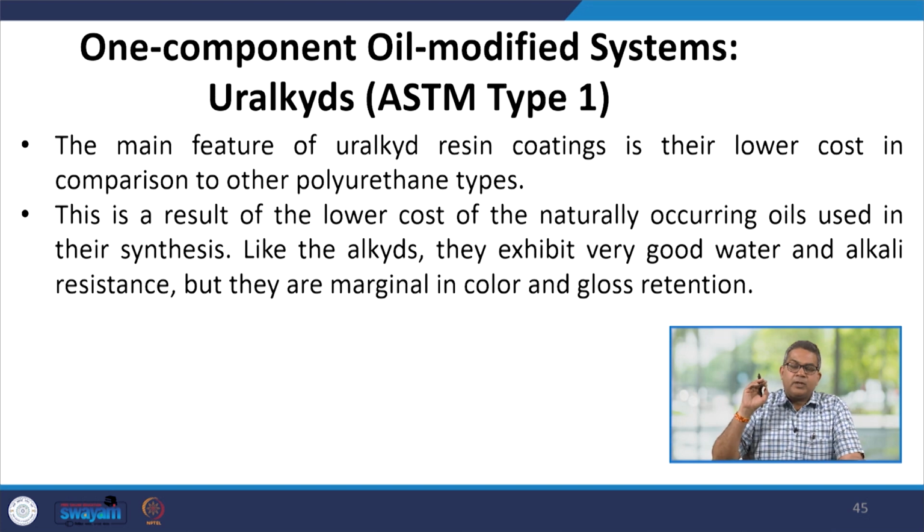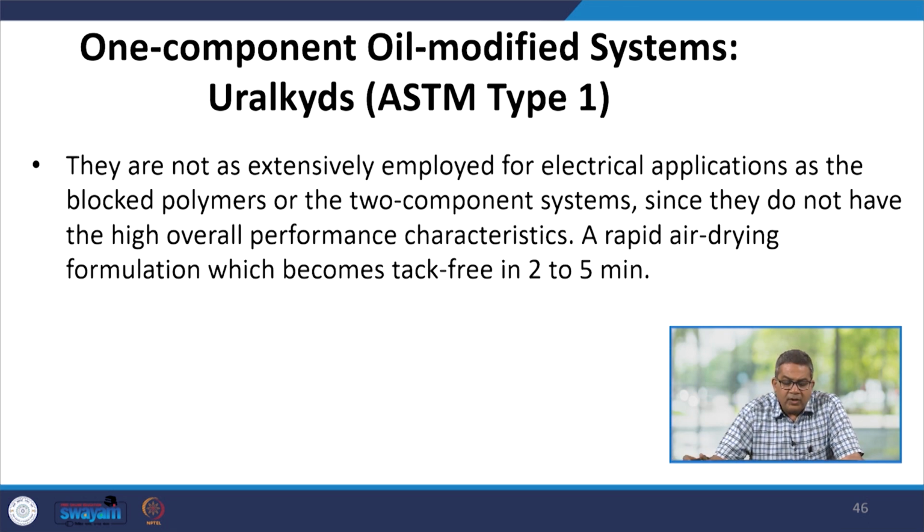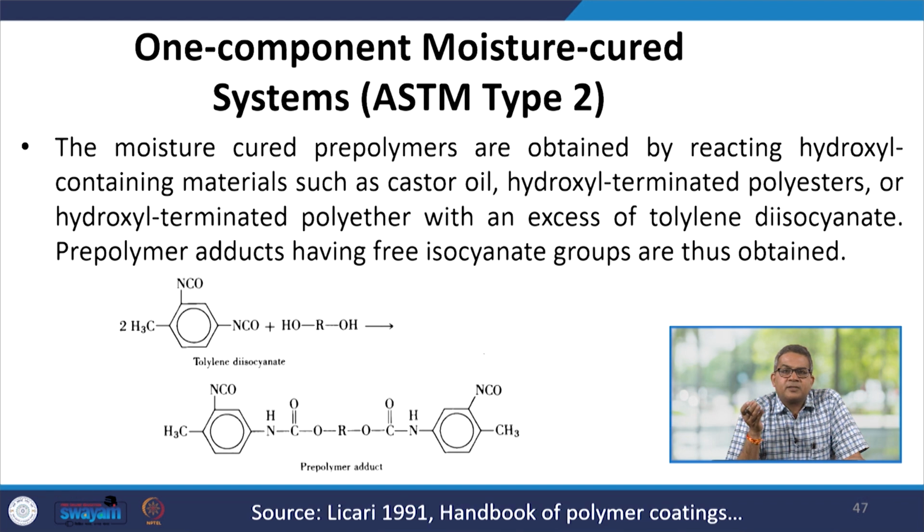The main feature of uralkide resin coatings is their lower cost in comparison to the polyurethane types. This is a result of the lower cost of the naturally occurring oil used in their synthesis. Like alkyds, they exhibit very good water and alkali resistance, but they are marginal in color and gloss retention, which is very important. Now, they are not as extensively employed for electrical applications as blocked polymer or the two component systems, since they do not have the high overall performance characteristics. A rapid air drying formulation becomes tack free in 2 to 5 minutes.